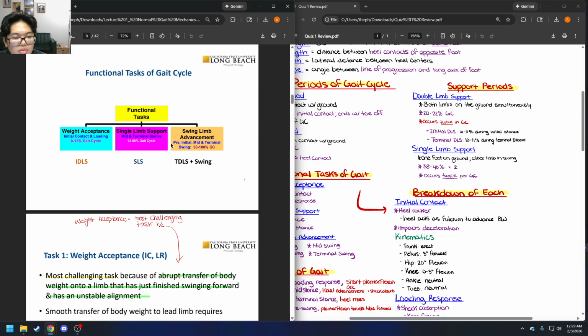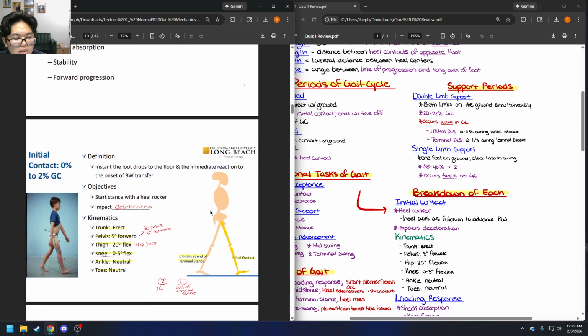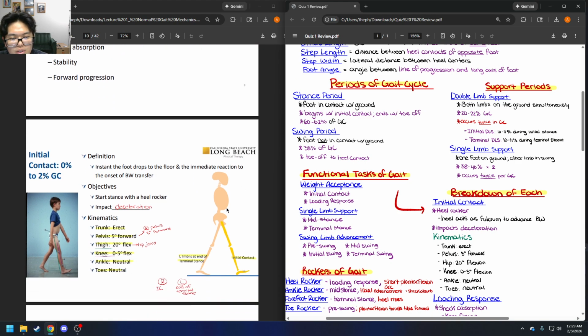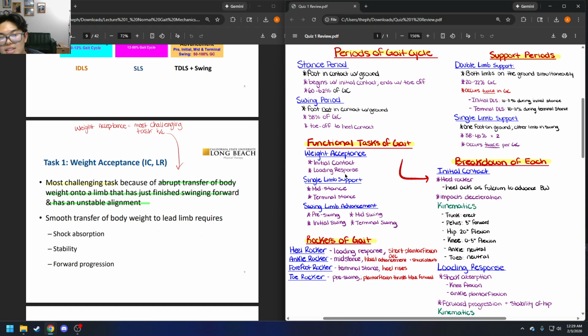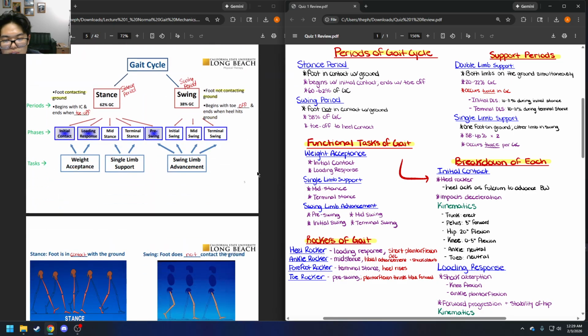Now, going to the different phases, we're going to start off with initial contact. Or I guess before we start, let's talk about the different functional tasks of gait. So we have weight acceptance, so I'll go back up here. Weight acceptance is basically going to be your initial contact and loading response. You have your single limb support, which will be occurring in mid stance and terminal stance, and your swing limb advancement, which will be basically all the swings.